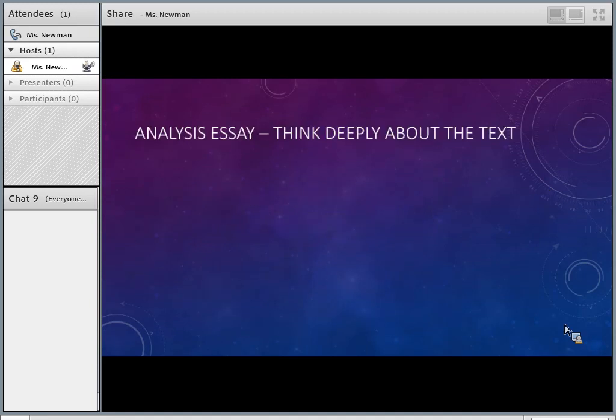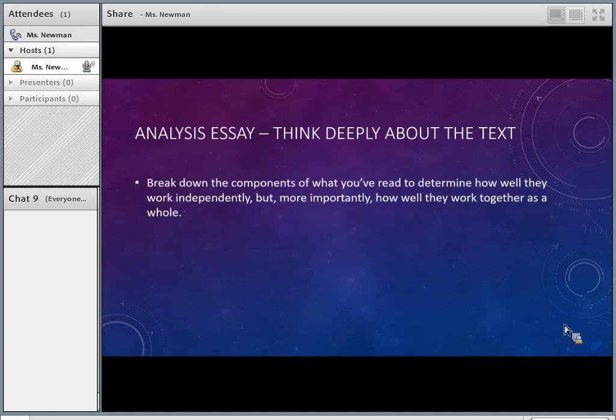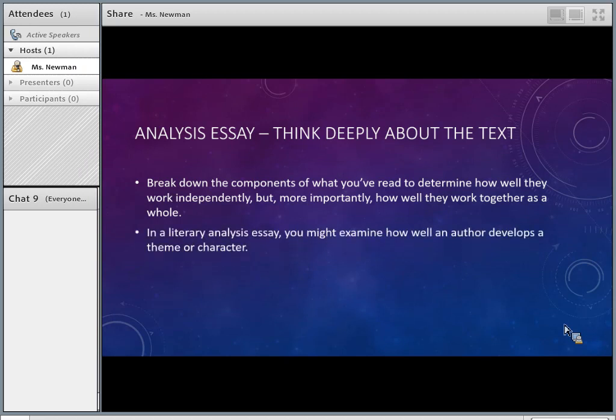So in your analysis essay, you are thinking deeply about the text. You're breaking down the components of what you've read to determine how well they work independently, but more importantly, how well they work together as a whole. So you're thinking about different pieces of the speech and also how they all work together.